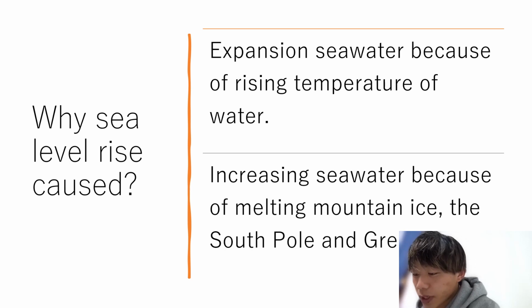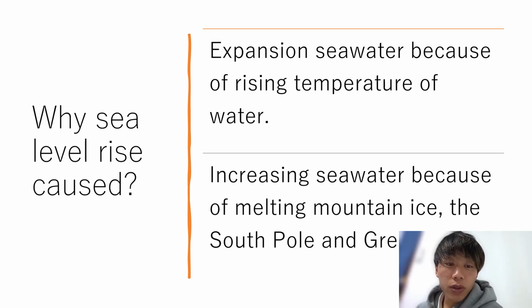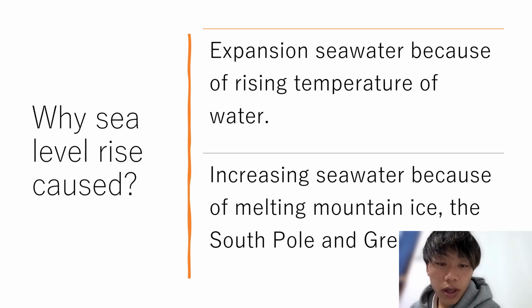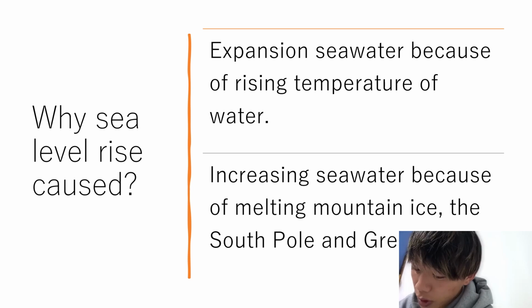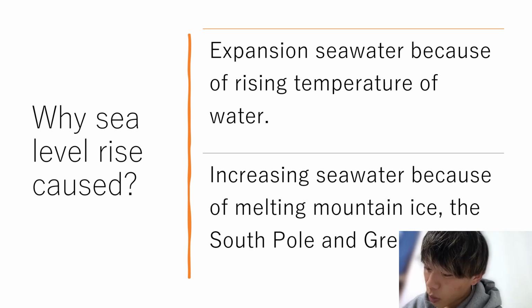Second, I will explain the reasons that sea level rise is caused. 1. By global warming, seawater expands because of the rising temperature of the water. The other is increasing seawater because of melting mountain ice, the South Pole and Greenland. In truth, although ice upon the sea melts, the water level doesn't rise, but when ice upon the land melts, the water level rises.